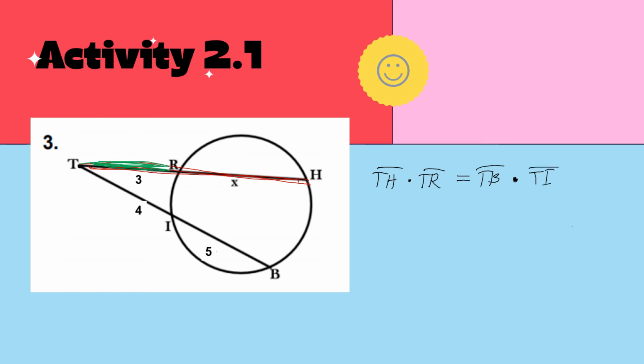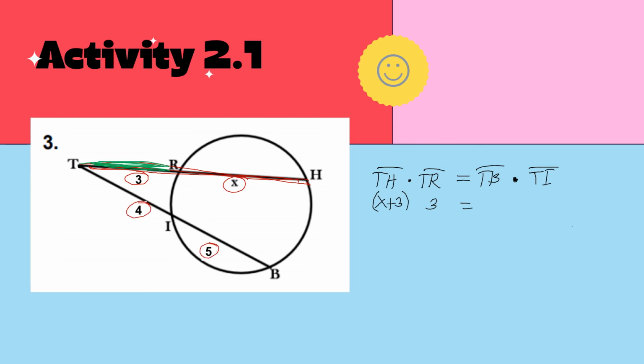There. Now, TH is, anong measurement ni TH? So, from T to H, we're going to add these two, 3 and x. Therefore, it's x plus 3 or 3 plus x. Parehas lang po yun, okay? Pero, siguro mas maganda ilagay x plus 3. Okay? And then, times, yung TR naman ay 3. Yan. Equals, yung TB naman, yung TB is from T to B, 4 and 5.